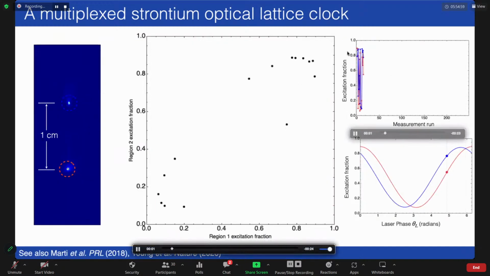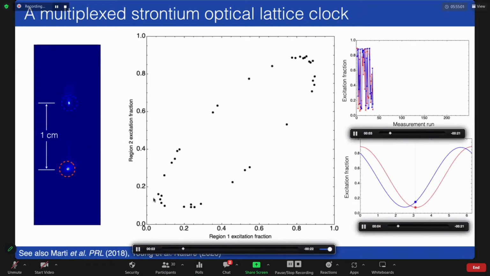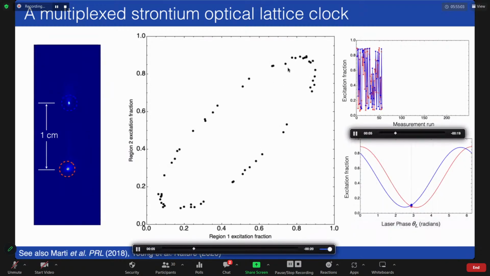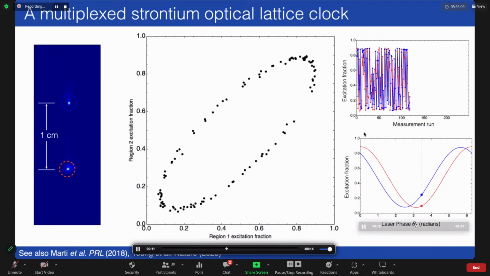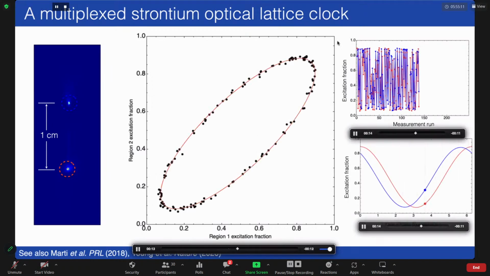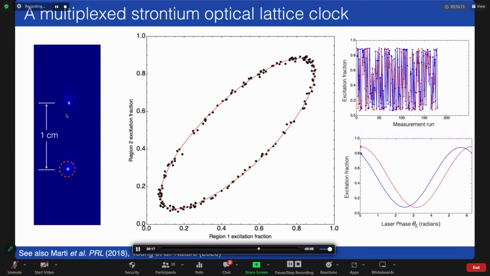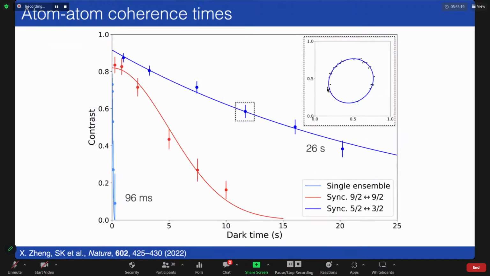We can again plot them parametrically like we did before when they were 90 degrees out of phase, and we now see that every single outcome of every single experiment lies on an ellipse, and this ellipse is telling us about the frequency differences between these 2 clocks. So by fitting to this ellipse, we can still learn about the frequency difference between these 2 clocks without caring about what the clock laser is doing at all. And this allows us to go out to much, much longer coherence times. We go from 100 milliseconds and then 85 milliseconds using the trick I told you before to now 26 seconds.